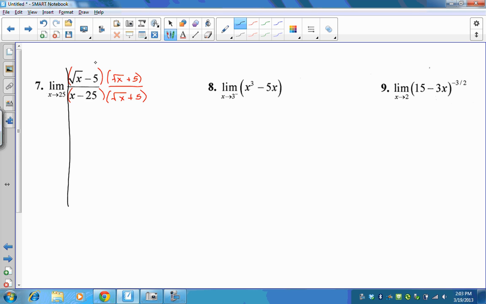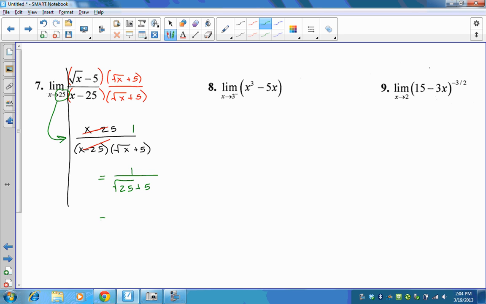And when you multiply out the top, the square root of x times square root of x is simply x. And the outers and inners will cancel, so negative 5 times 5 is negative 25. On bottom, we will not multiply that, so x minus 25 times the root of x plus 5. And my x minus 25 is canceled. Cancel. Leaves a 1 in the numerator. And then I can evaluate that. It's 1 over the square root of 25 plus 5, so we're going to plug in 25. The square root of 25 plus 5 is 10. So the answer to number 7 is 1/10.